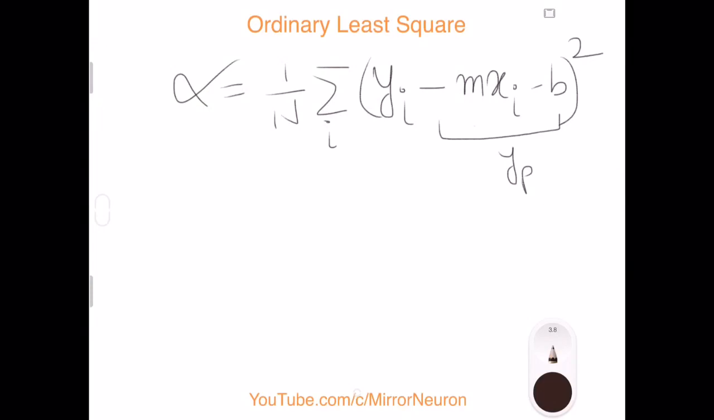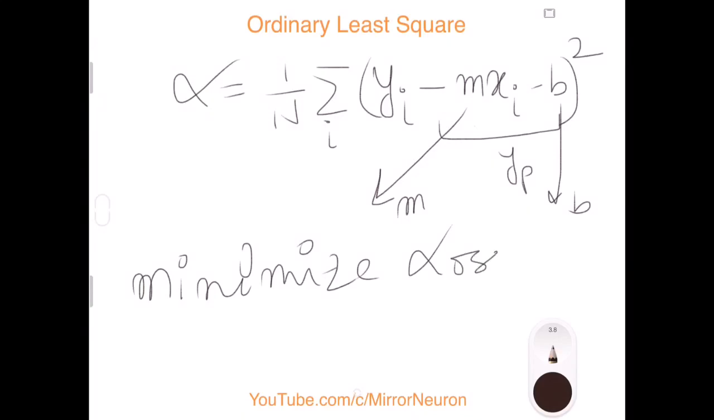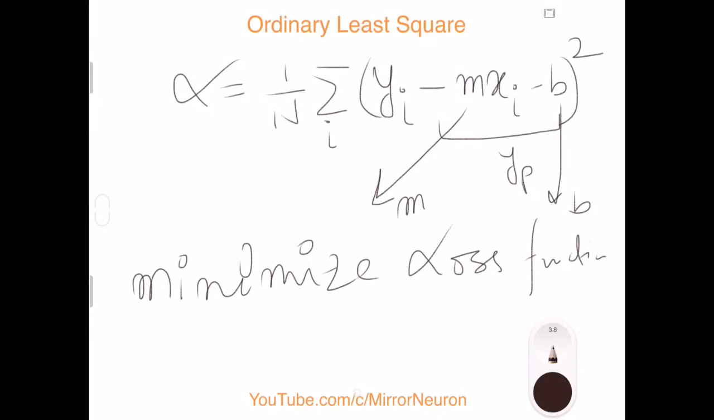So here we have two variables, m and b, and my main intention is to minimize this loss function. So basically I have to find a combination of values for m and b, and this is the same thing that we have seen in the gradient descent.